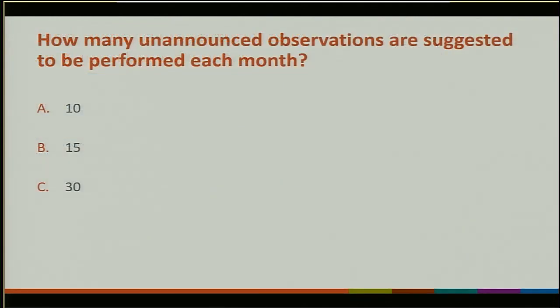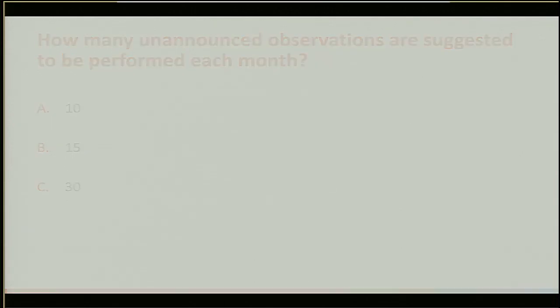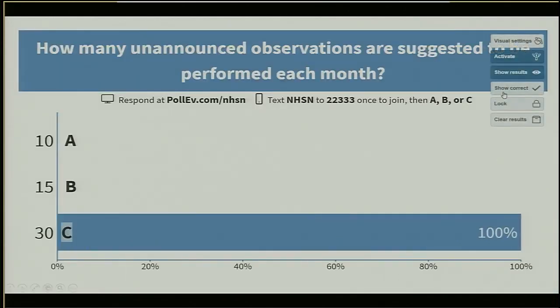So here's my first polling question to you. We're going to do a knowledge check. The first polling question is, how many unannounced observations are suggested to be performed each month? Your options are A, 10, B, 15, and C, 30. So I'll give you a few minutes to enter your answers.